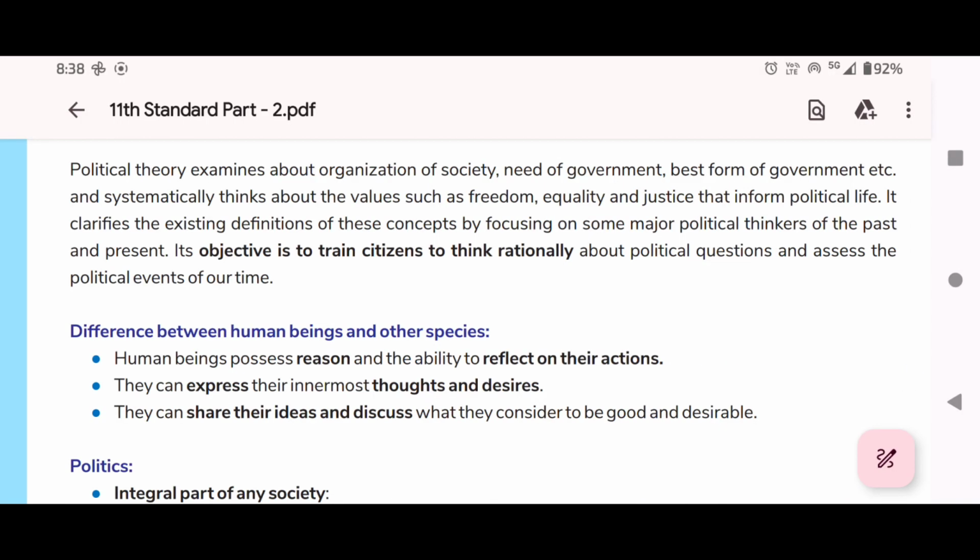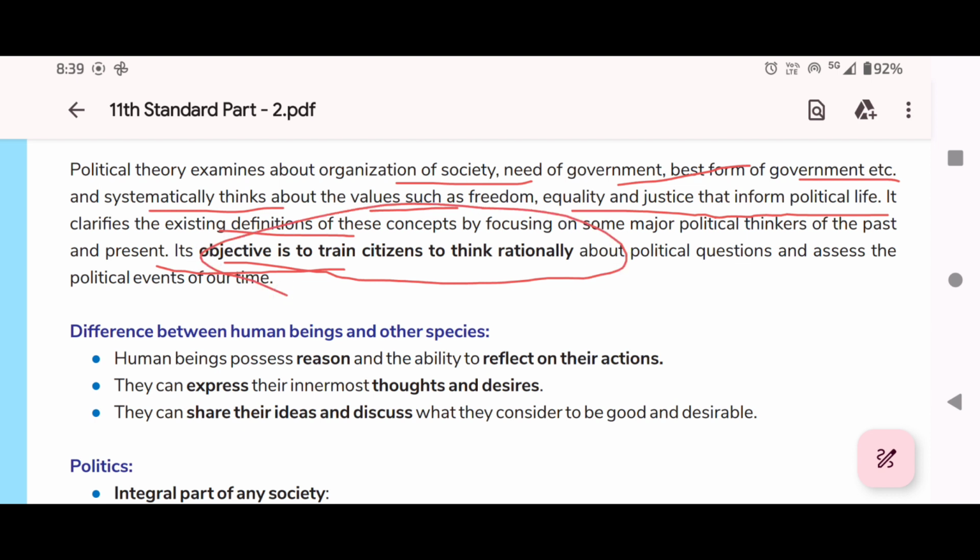Political theory examines the organization of society, the need for government, the best form of government, etc. and systematically thinks about values such as freedom, equality and justice that inform political life. It clarifies the existing definition of these concepts by focusing on some major political thinkers of the past and present. Its objective is to train citizens to think rationally about political questions and assess the political events of our time.